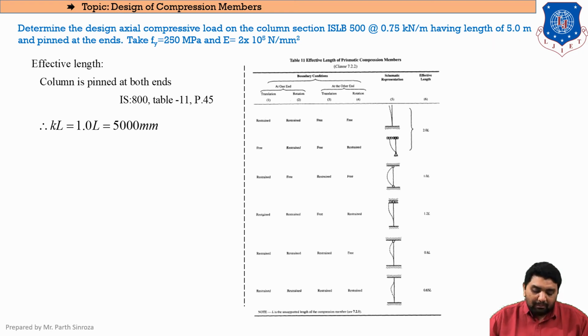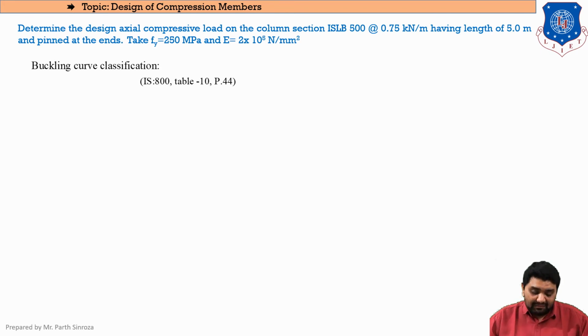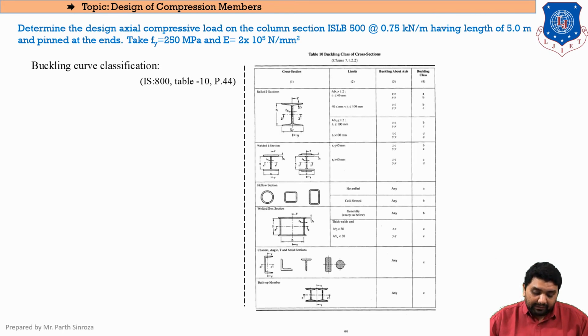Now we'll be focusing on the buckling class. For buckling class classification, we'll always be using table number 10, page number 44. Up till now we were solving our angle sections, and for angle sections, as we can see here, it always depends on buckling class C. Clear? But from now onwards we will not be solving angle sections, we will be solving either I sections, channel sections, T sections or box sections. So for that we will be solving other individual parameters.